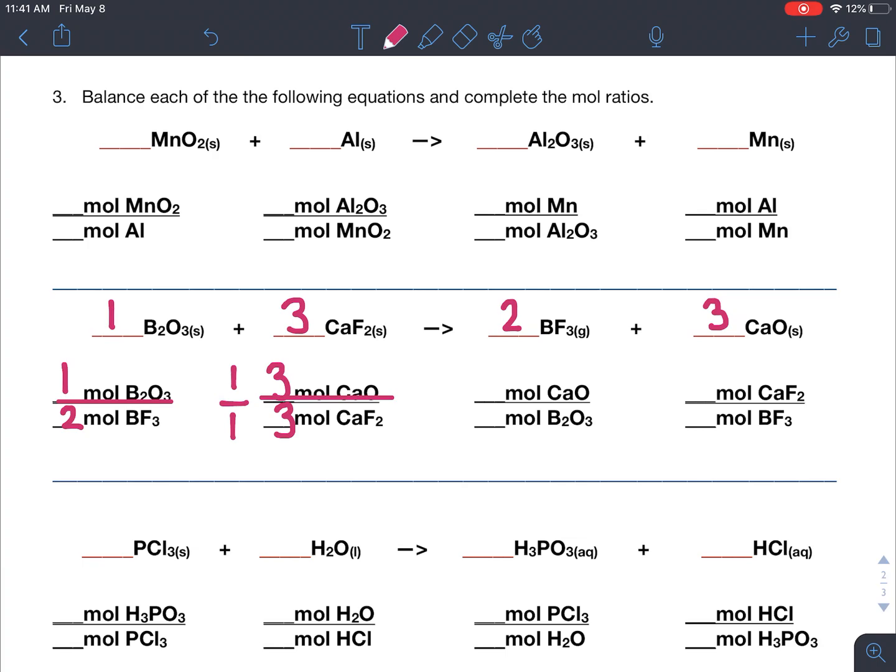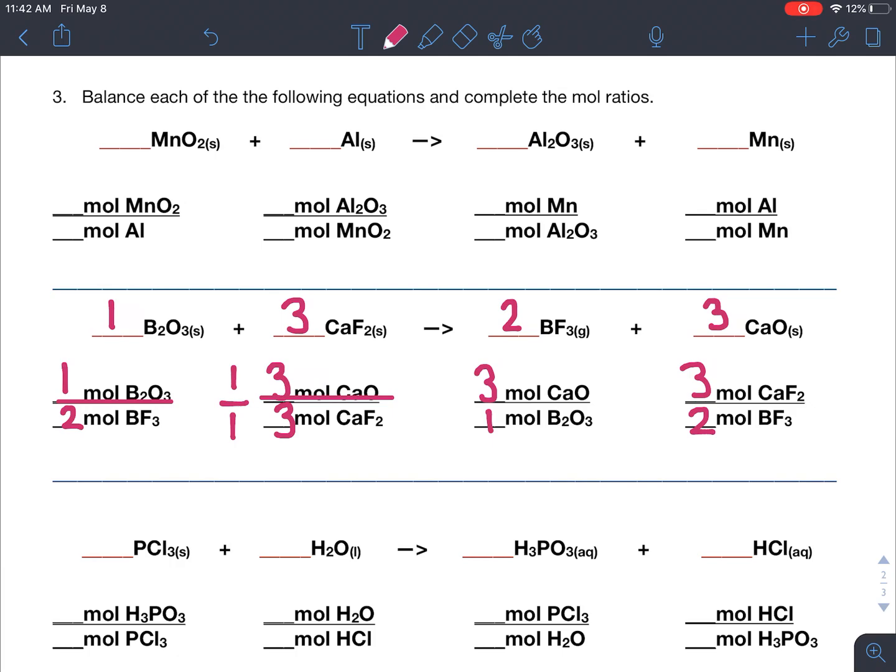So just to fill this out, basically you are balancing out the equation, then you're looking at what coefficient is associated with the compound that you're looking at. So the next one would be a 3 in front of the CaO, and then a 1 in front of the B2O3. And the last one would be a 3 in front of the CaF2 and a 2 in front of the BF3. This assignment is just meant to get you comfortable with making those comparisons.